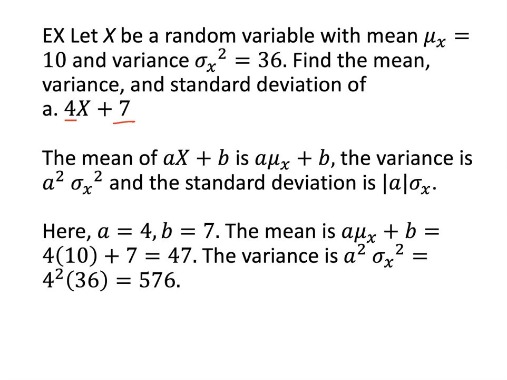The mean is a, mu sub x plus b. In other words, a, which is 4, times mu sub x, which is 10, plus b, which is 7. So 4 times 10 plus 7, or in other words, 47.